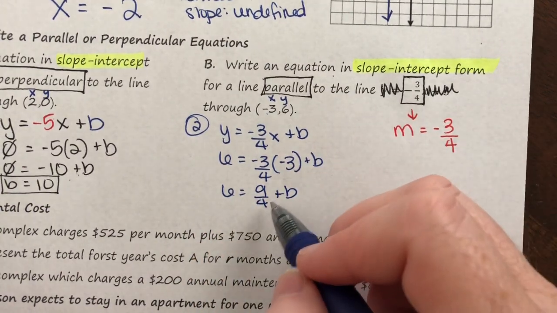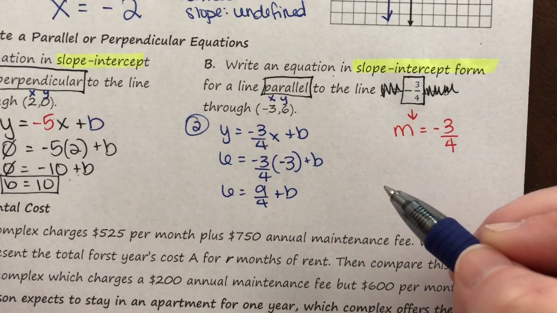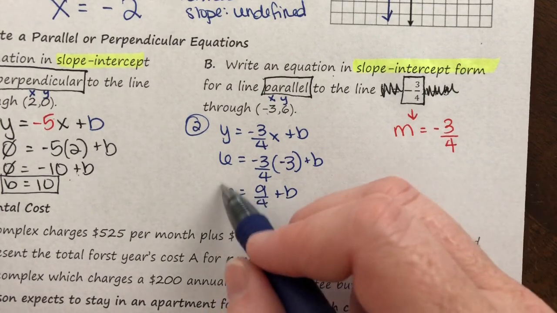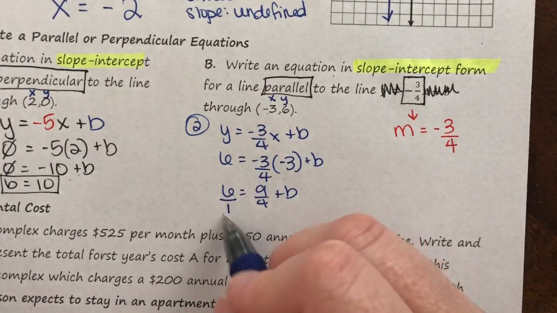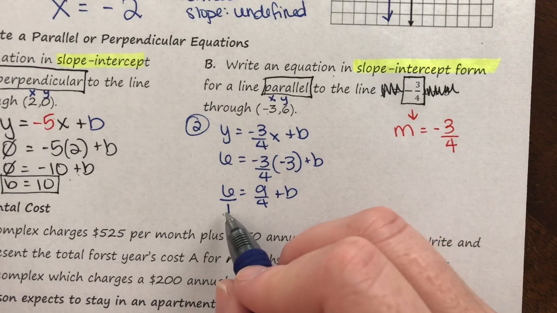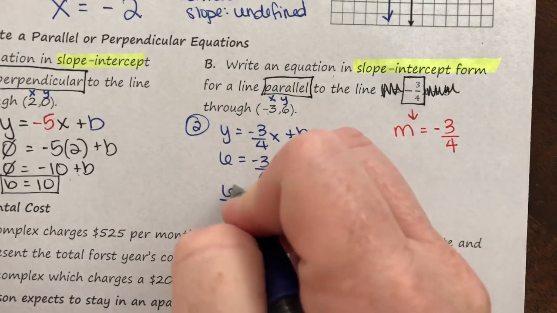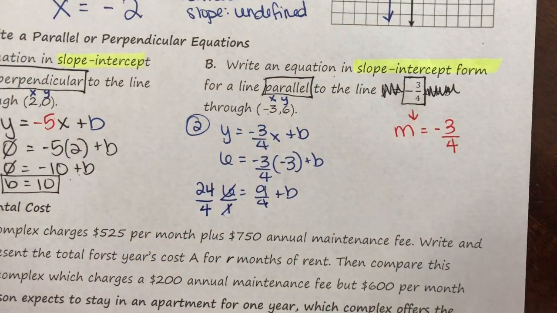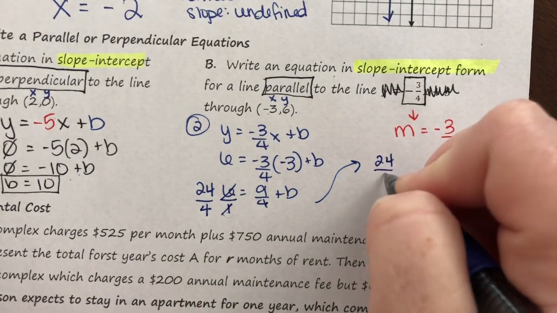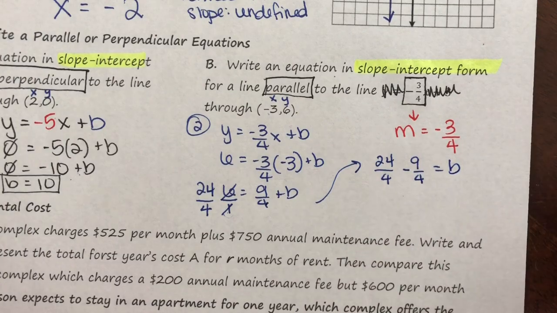Okay, now I have to subtract 9/4 from both sides of my equal sign. But in order to subtract 9/4 from 6 over 1, I have to change 6 over 1 to a fraction with 4 on the bottom. So if I multiply the bottom by 4, I have to multiply the top by 4. So this is going to become 24 over 4. Okay, so if I bring it here, 24 over 4 minus 9 over 4 is going to equal b.